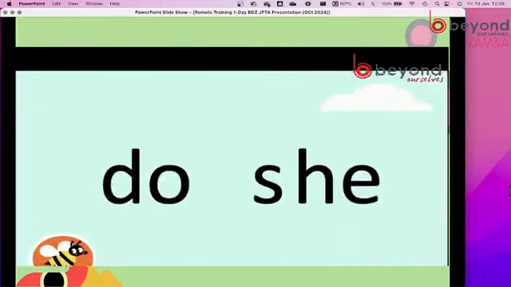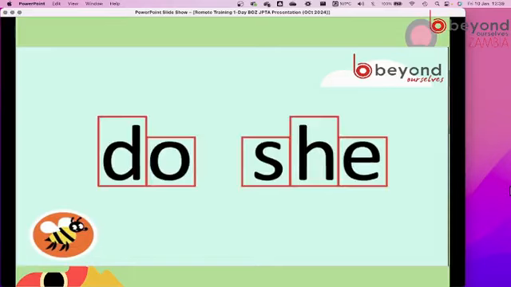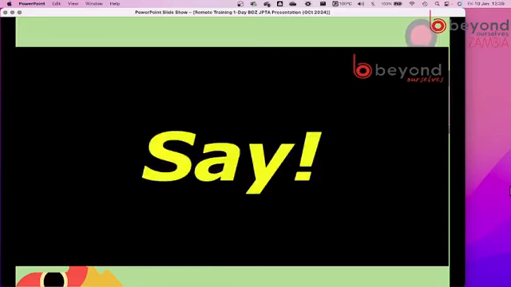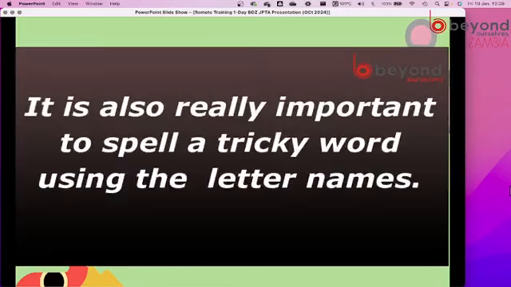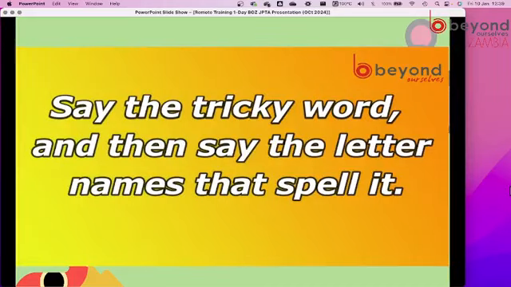When learning to spell tricky words, it can be useful for learners to put boxes around letters and think about the shape of the word. When learning to spell tricky words, it can be useful for learners to pay particular attention to the size of letters. Is it a tall letter, small letter, or tail letter? It is also really important to spell a tricky word using the letter names. Say the tricky word and then say the letter names that spell it.